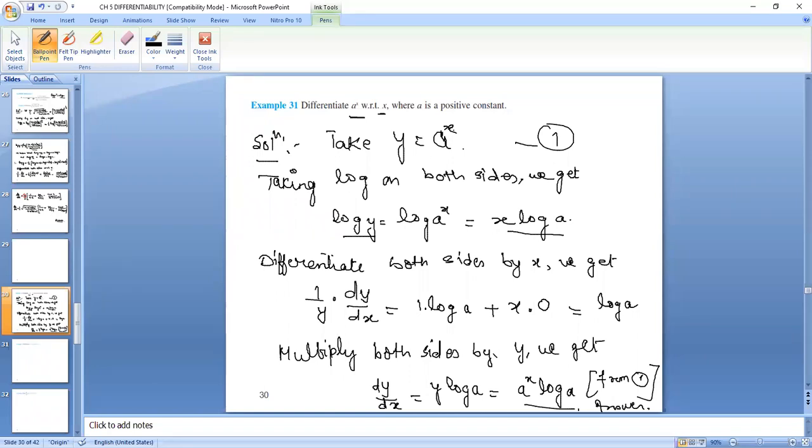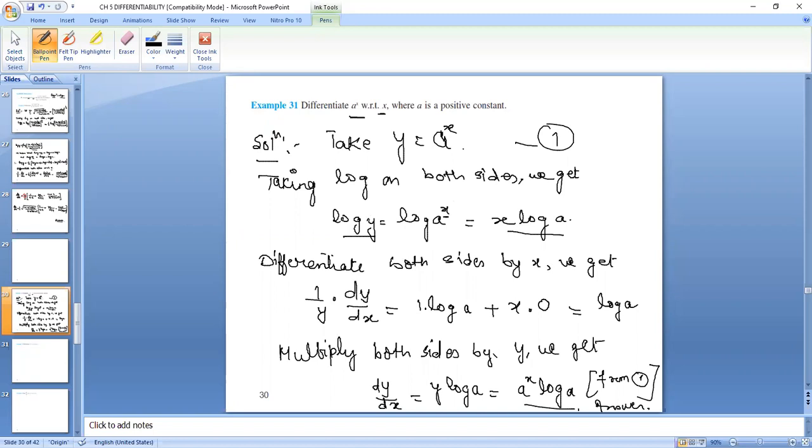Y is equal to a raised to power x, take log on both sides. So log of y is equal to log of a raised to power x. Power we are taking down using the formula of log. So it will be x log a. When log is simplified, next step, differentiate both sides with respect to x.